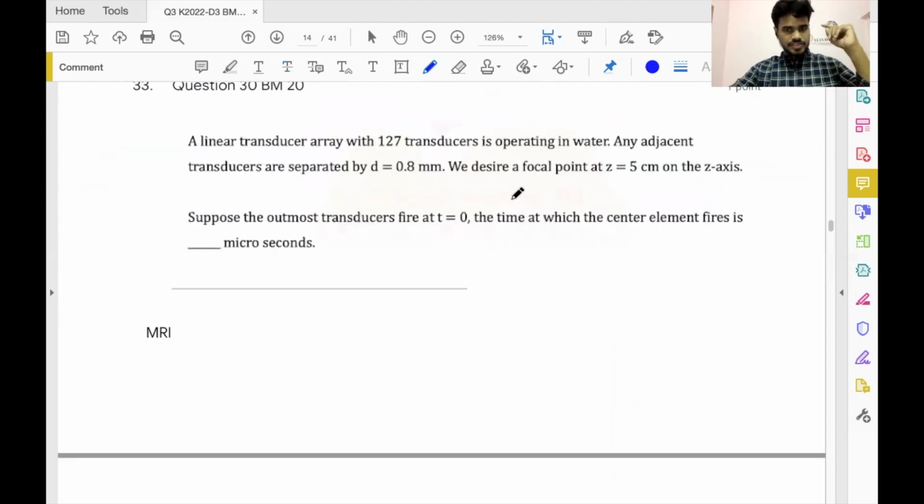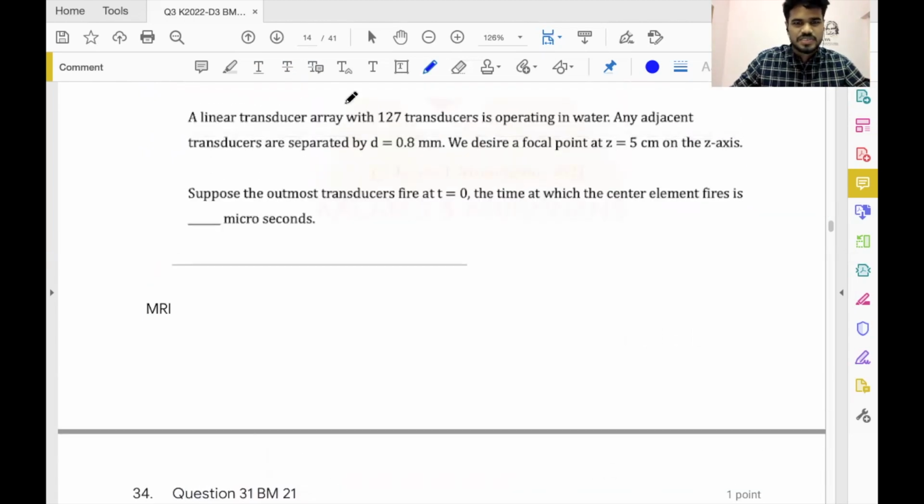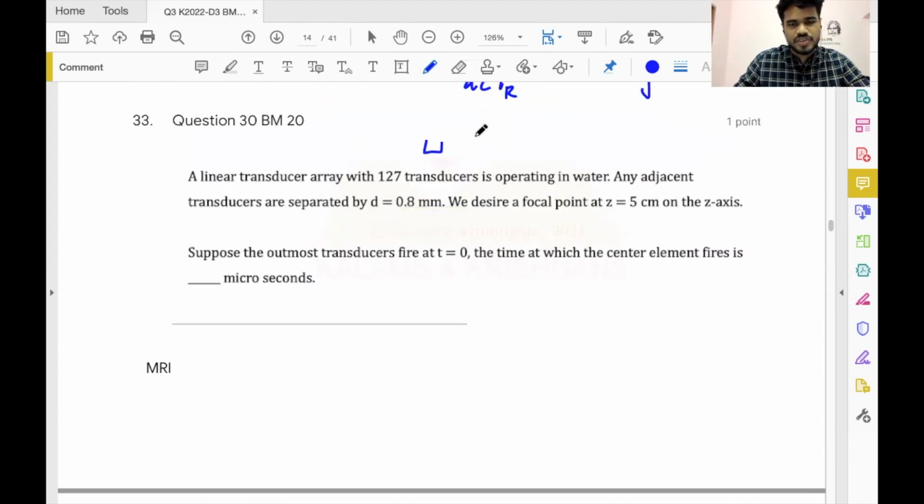Okay, linear transducer array. This is between the center and that. Yeah, this we discussed, 127 transducers. So center transducer, how many on this side? 126 by 2 on this side, that is 63 on this side. So the last transducer is at a distance of 0.8 mm, which is 0.08 centimeters into 63. Okay. This is the last transducer distance.